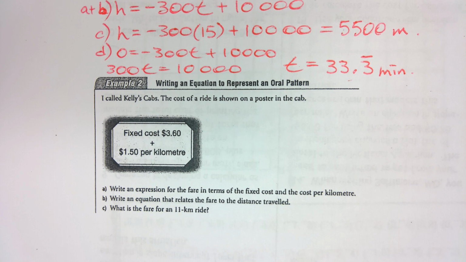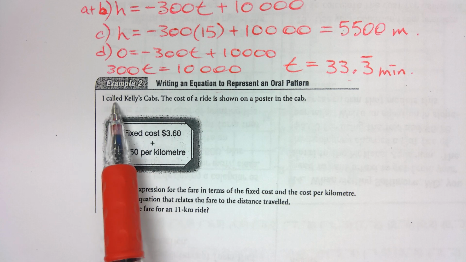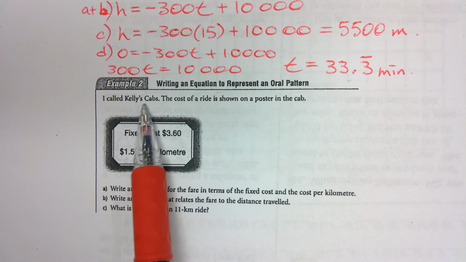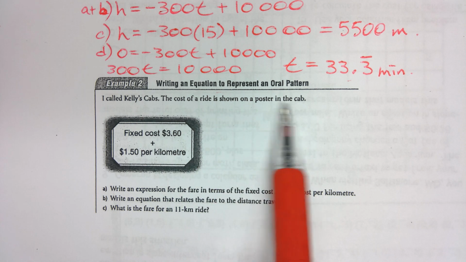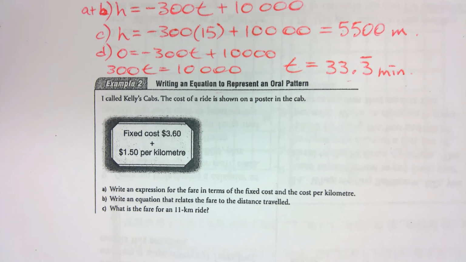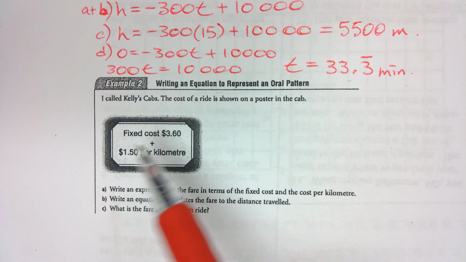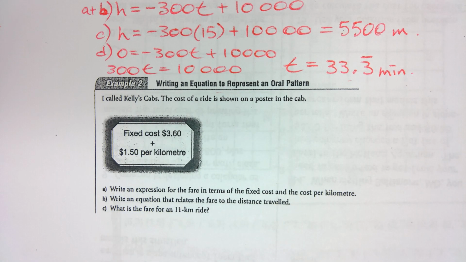Okay? Example 2, writing an equation to represent a real pattern. I call Kelly's cab. The cost of the ride shown on the poster is this. So for those who have been on a taxi before, once you get on the taxi, they charge you something. Let's say you got in the taxi and then you were like, oh wait, I forgot something in the coffee shop. I need to get out. All right. Do you think they'll still charge you?